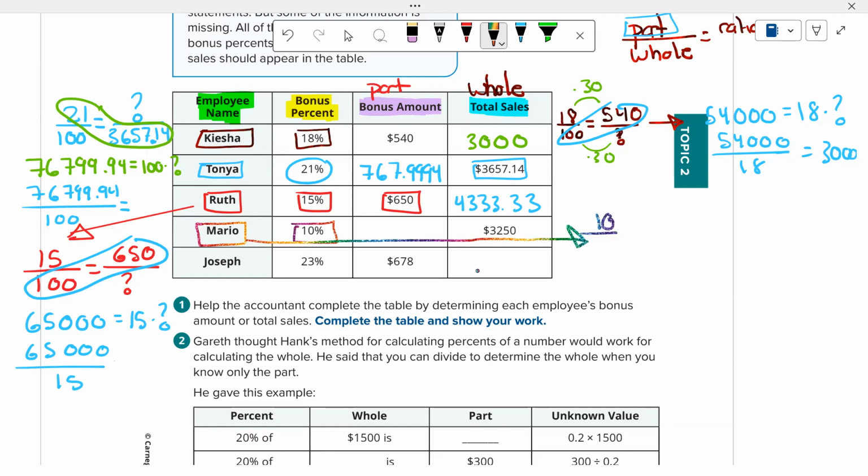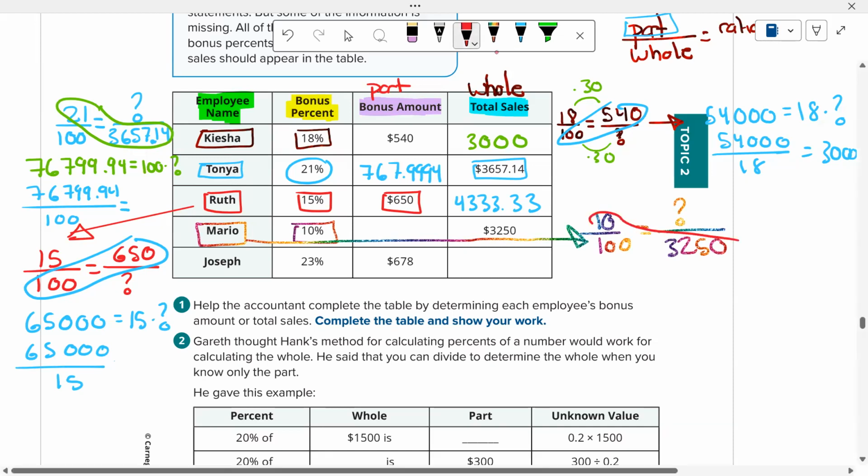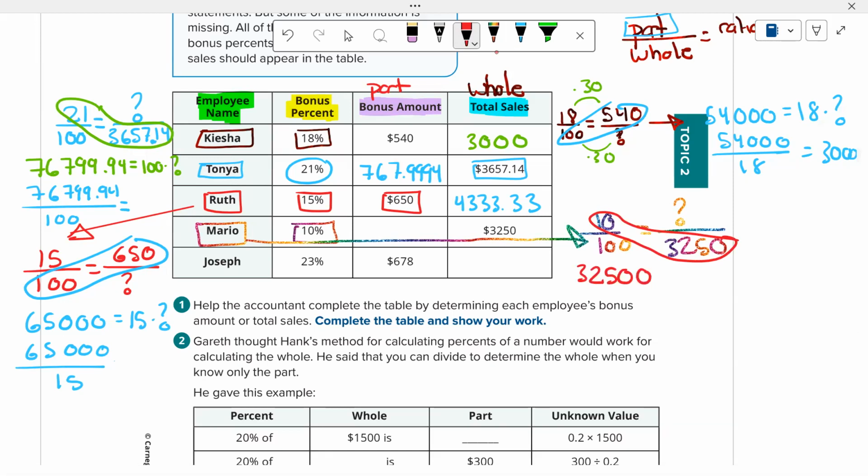So we know 10% of 100, and that's going to equal, we got the whole, so that's the denominator, 3,250, and we're missing the numerator. So once again, we do our cross multiplying of magic. So we do 3,250 with an extra 0 is equal to 100 times mystery. We do our math for division, 32,500 divided by 100 is going to be 325. So the bonus amount was 325.